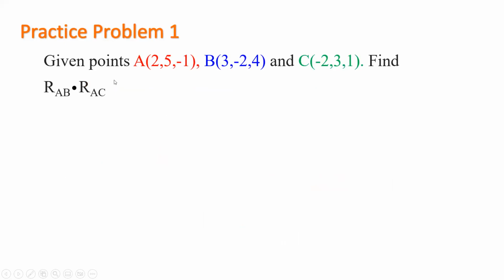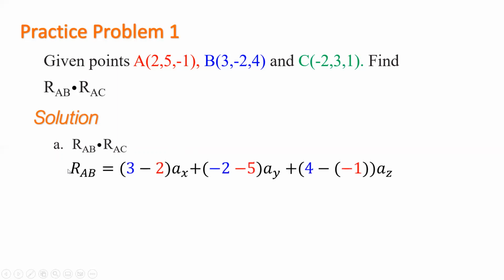So let's have another problem. Given points A, 2, 5, -1, B, 3, -2, 4, and C, -2, 3, 1. So as you can see, ginawa natin color-coded, no? Para mabilis nating makita. Yung A ay red, B ay blue, yung C ay green. So find vector AB dot vector AC. So kukunin muna natin yung vector AB. So since this is distance between 2 points, yung blue is from B, so that is our head, at yung A ang ating tail.